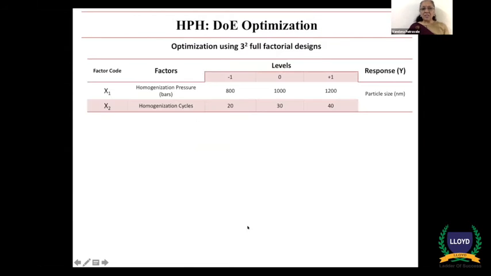Next was HPH. So for HPH, we designated 3 levels, both for homogenization pressure as well as homogenization cycles. And the parameter which was our response or the output factor was particle size. Very, very important parameter. So now what we have used is a 3 raised to 2 full factorial design, because there are only 2 variables and we are using them at 3 levels. This is another mistake people make. They write 2 is to 3.